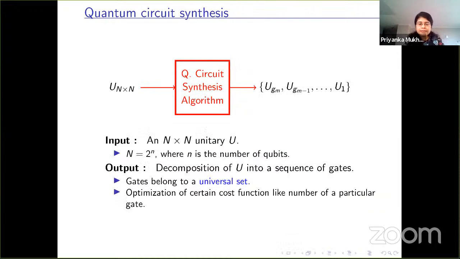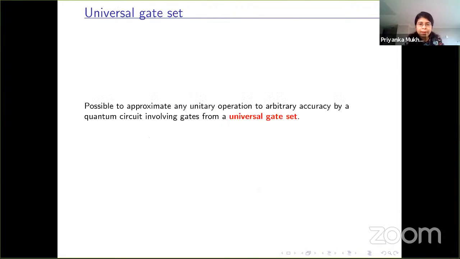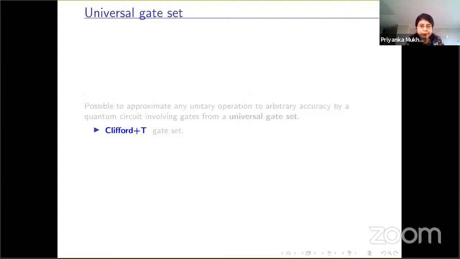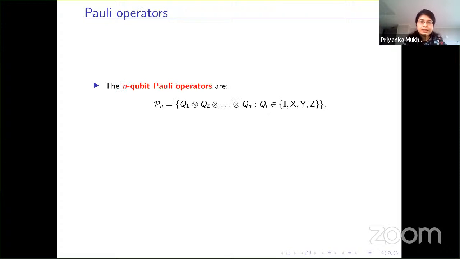So as I said, we require these gates to belong to some instruction set, which is usually a universal set. A quick recap: a universal set is a gate set which helps us approximate any unitary operation to arbitrary accuracy by a quantum circuit which involves gates from this set. For example, Clifford+T is a very popular universal gate set. So let's look at what a Clifford+T gate set is.